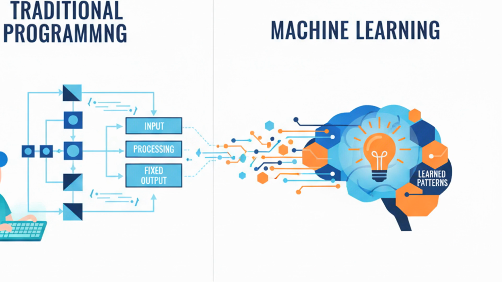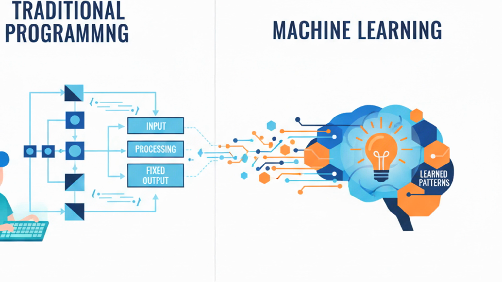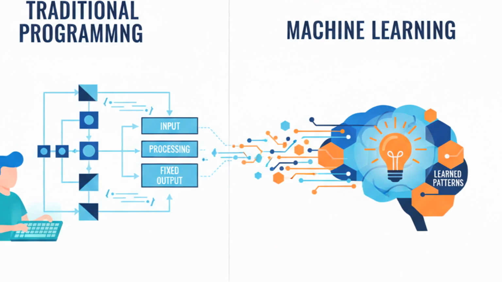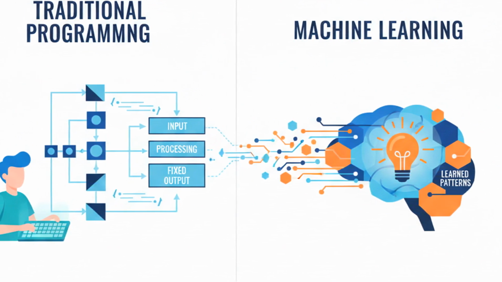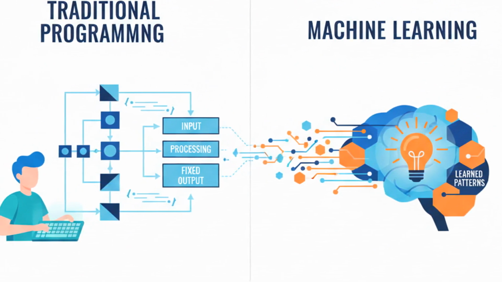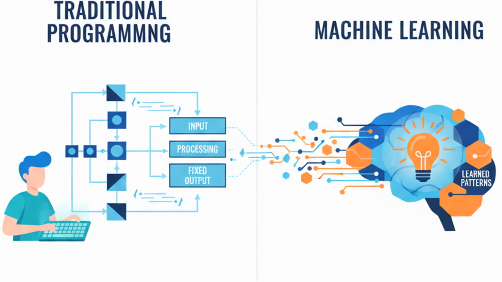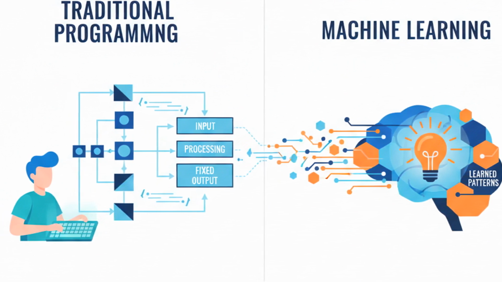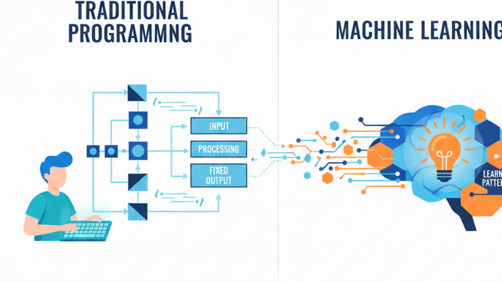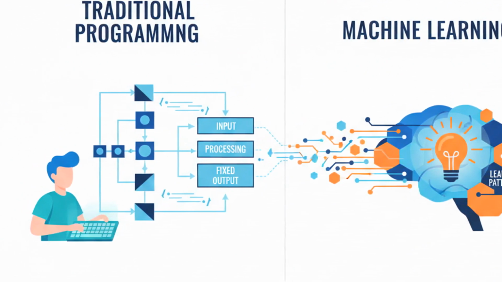Traditional programming is like giving someone a recipe. You write exact instructions, and the computer follows them step by step. Machine learning flips this completely. Instead of writing rules, you show the computer examples, and it figures out the rules on its own. Think of it like the difference between memorizing a phrase book before visiting Japan versus actually living there and picking up the language naturally. The computer learns from experience, not from instructions.